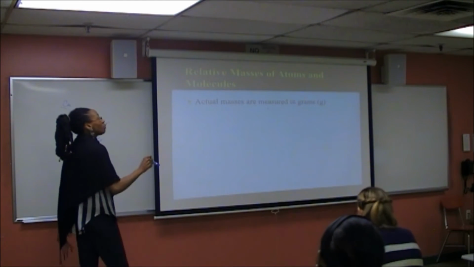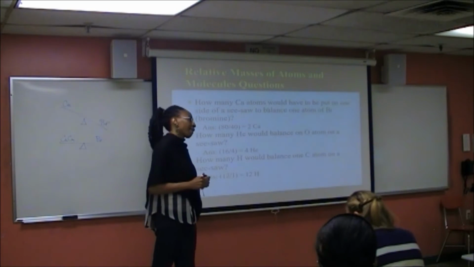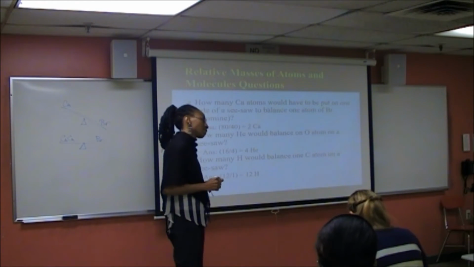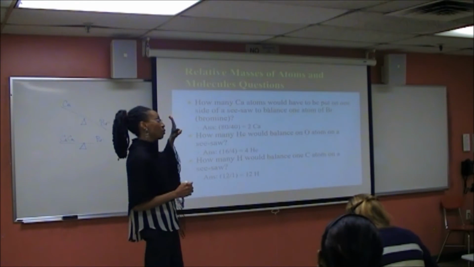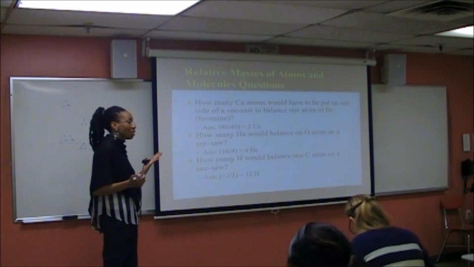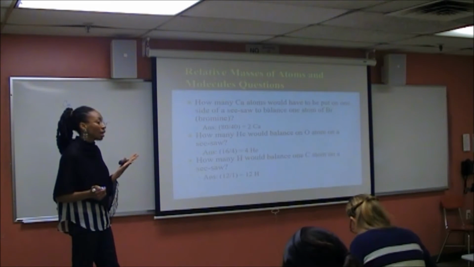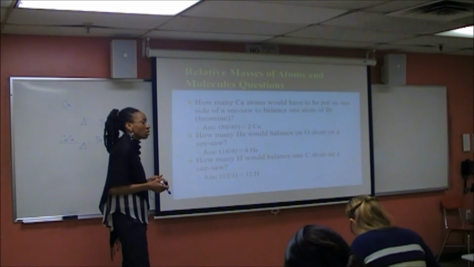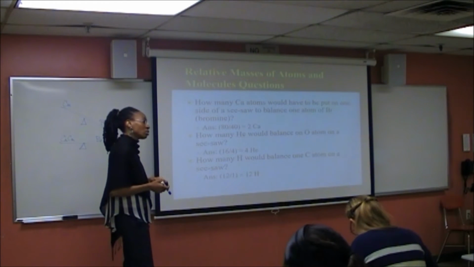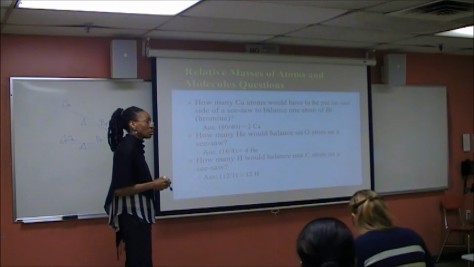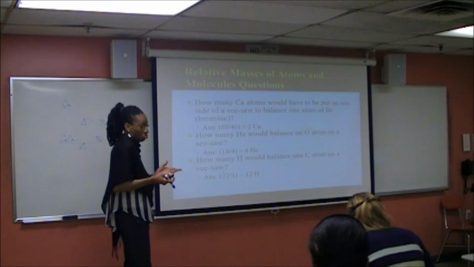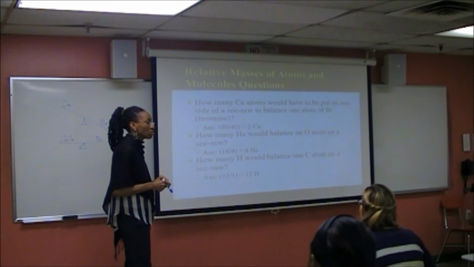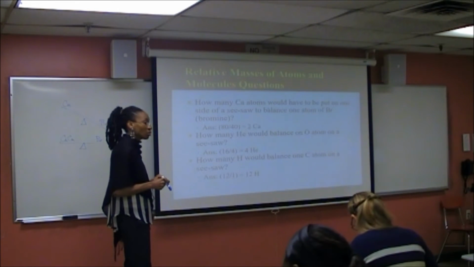Now our actual mass. In the case of beryllium to magnesium, what's beryllium? Beryllium is 9. Magnesium is 24. Okay. So you need about 2.5 beryllium, pretty much.